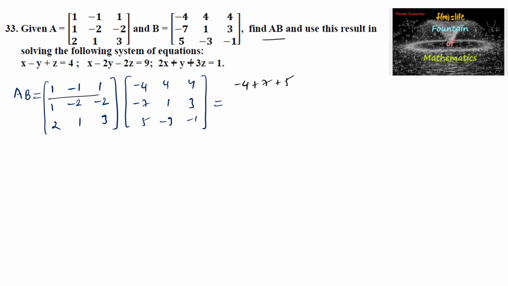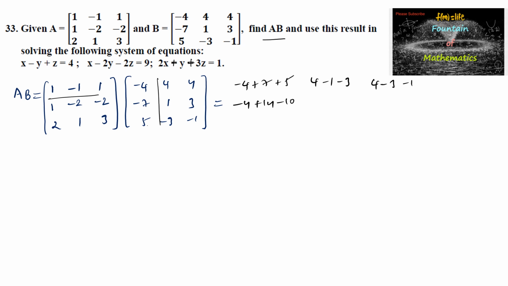And next, first row with the second column: 1 into 4 is 4, minus 1 into 1 is minus 1, 1 into minus 3 is minus 3. And next, first row with the third column: 1 into 4 is 4, minus 1 into 3 is minus 3, 1 into minus 1 is minus 1. Similarly, in the second row, 1 into minus 4 is minus 4, minus 2 into minus 7 is plus 14, and minus 2 into 5 is minus 10.